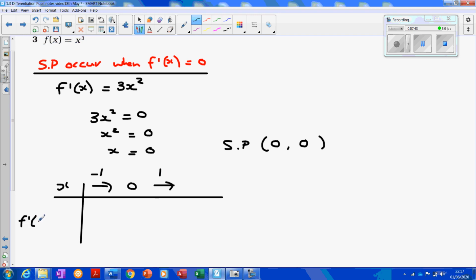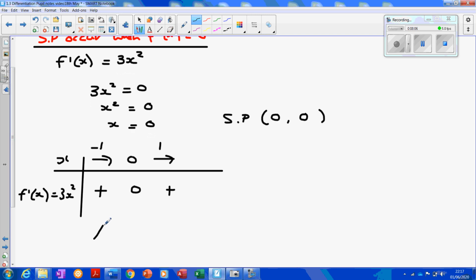And f dash x, I'll write in the formula just to remind myself, is 3x squared. So when x is equal to minus 1 squared is plus 1, 3 ones are 3, so it's positive. At the turning point, we know it's 0. When x is 1 squared is 1, 3 ones are 3, it's also positive. Right, so it's sloping uphill, then it's sloping across, no slope at all, and then sloping uphill again. So what we've got then is a point of inflection. Okay, and that point of inflection is at the point 0, 0.